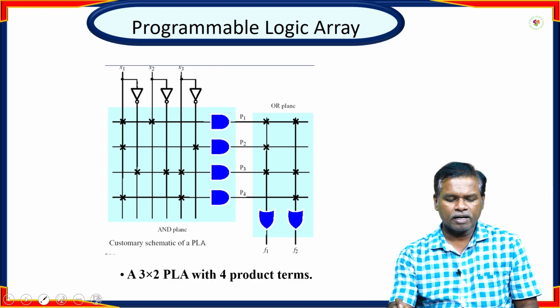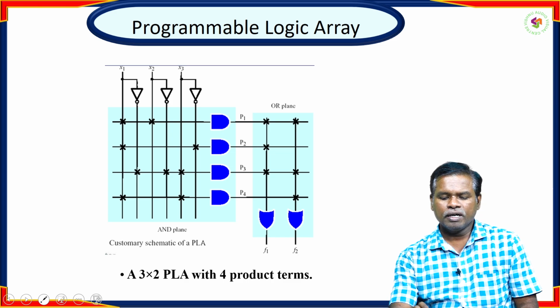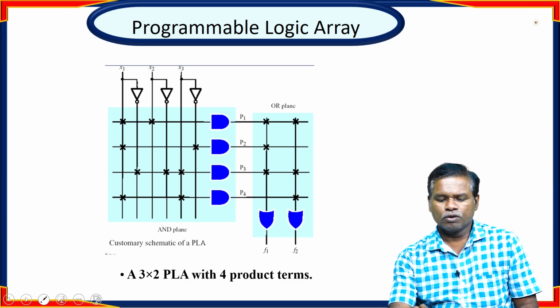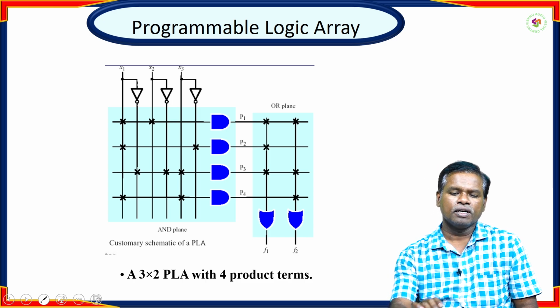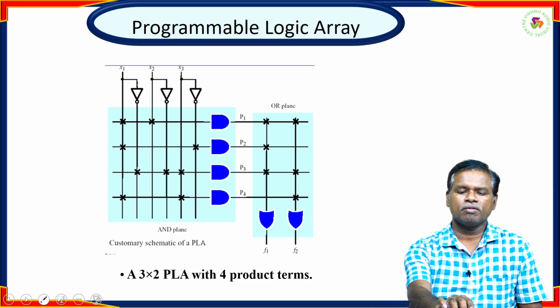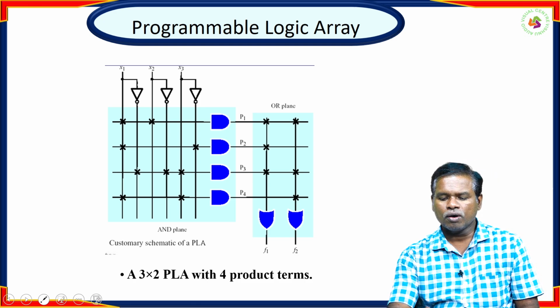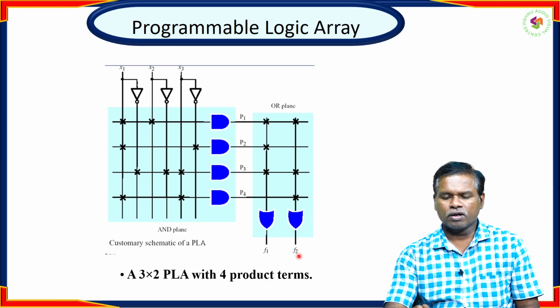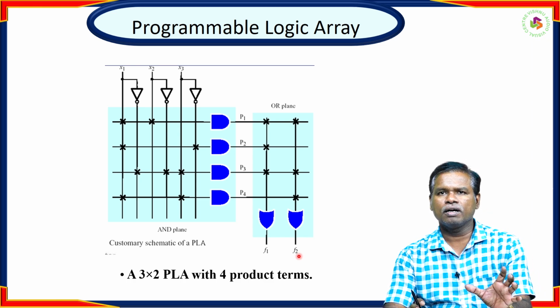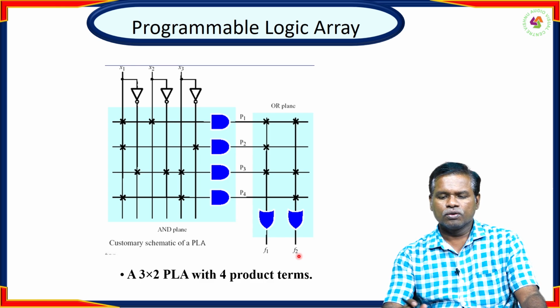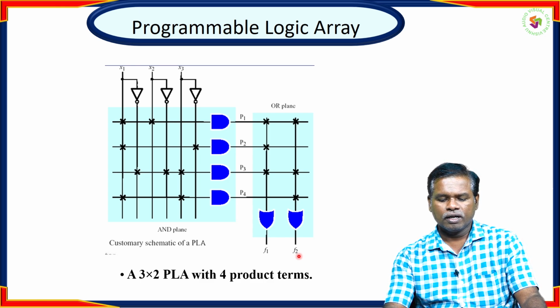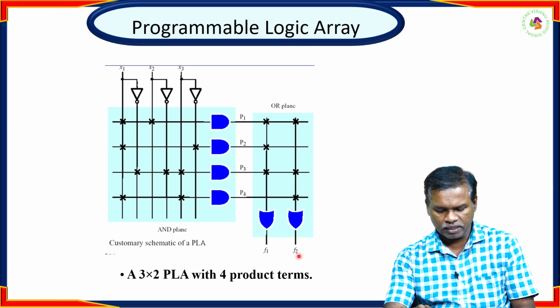In this diagram we have a 3x2 PLA with 4 product terms. A 3x2 PLA means 3 inputs, named in the diagram as x1, x2, x3, and 2 outputs, f1 and f2. And there are 4 product terms. Of course, this is all a Boolean function. So how can we implement a 3x2 PLA having 4 product terms?